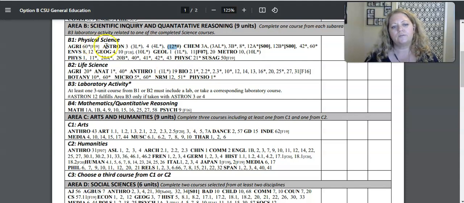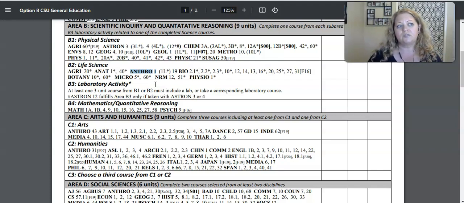And so if you take a lab in the physical sciences, then you can come down to the life sciences and not take a lab. You could just do Anthro 1. This is where it comes into play to do research on your major, and what does that require? And to make those double count, to make your major prep and your general education double count.